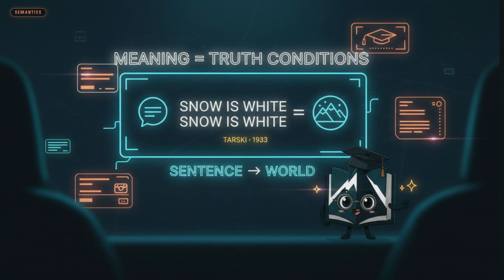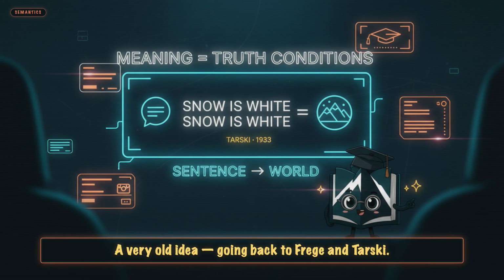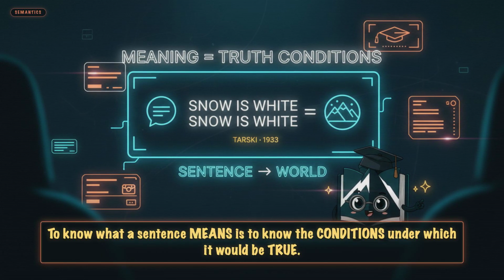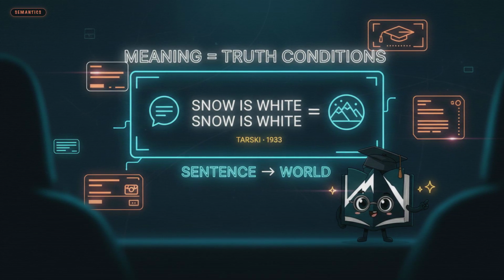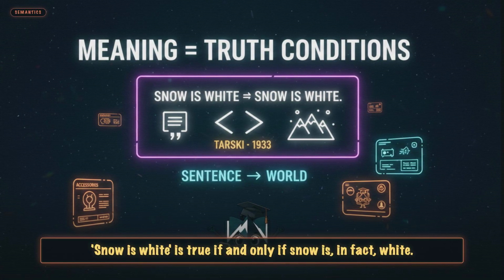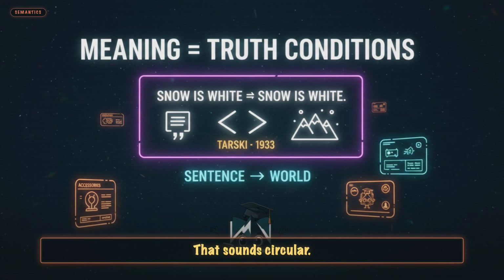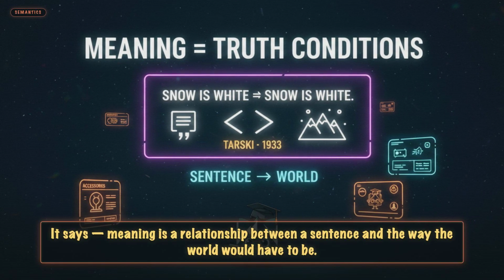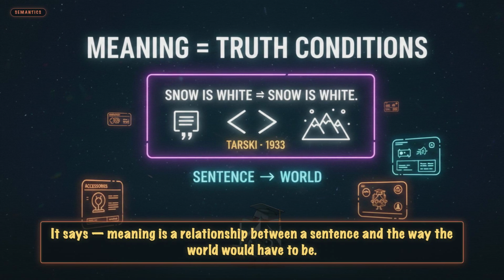Beat 2. Truth conditions. A very old idea, going back to Frege and Tarski. To know what a sentence means is to know the conditions under which it would be true. "Snow is white" is true if and only if snow is, in fact, white. That sounds circular. It isn't. It says, meaning is a relationship between a sentence and the way the world would have to be.